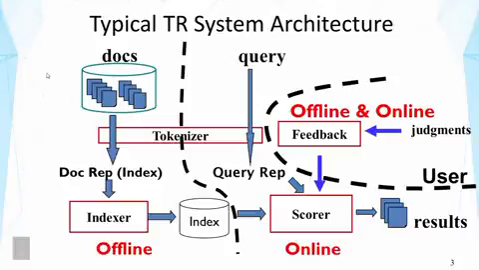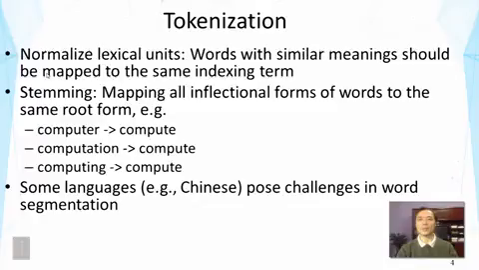The implementation of the indexer and the scorer is fairly standard, and this is the main topic of this lecture and the next few lectures. The feedback mechanism, on the other hand, has variations. It depends on which method is used. So that is usually done in an algorithm-specific way. Let's first talk about the tokenizer.